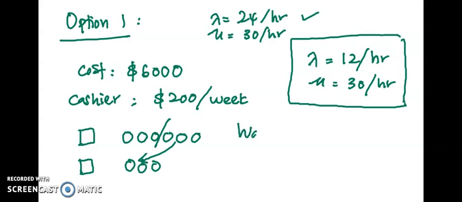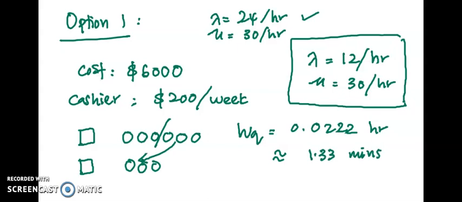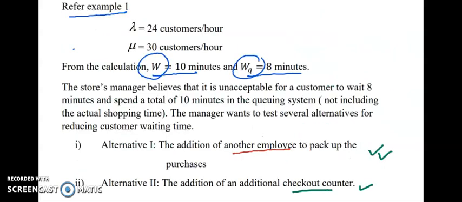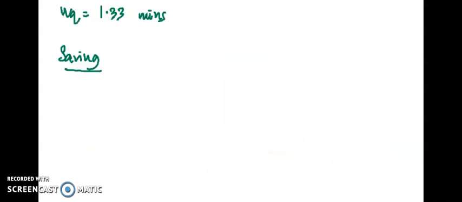Now calculate WQ. Again, the formula is lambda divided by mu times mu minus lambda. Substitute the values, so you have WQ equals 0.0222 hour. When we convert into minutes, it will be 1.33 minutes. When we want to calculate the saving, remember the original WQ is 8 minutes, and now we can reduce it to 1.33 minutes.